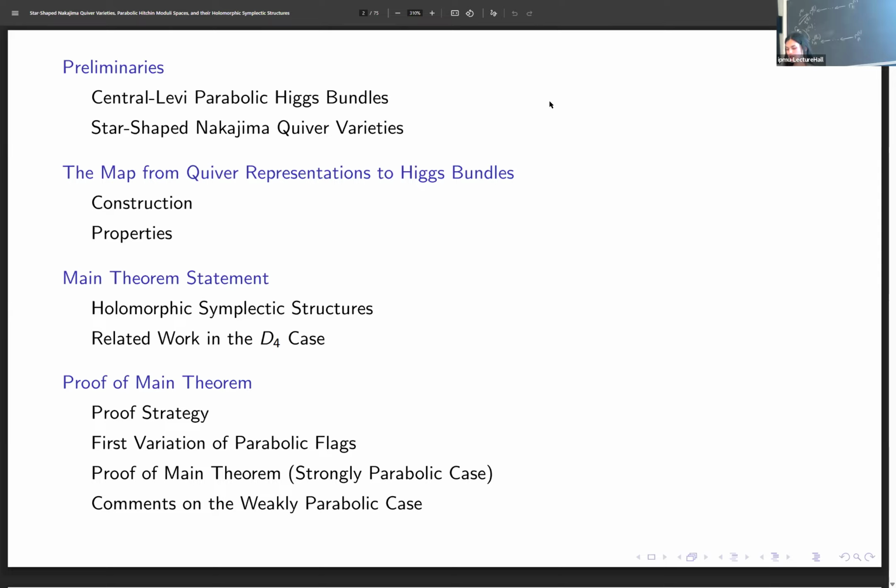And then I'll state my main theorem, which is about how the two holomorphic symplectic structures compare with each other under this map. I'll give some context in this special D4 case, and then I'll go into the proof strategy.